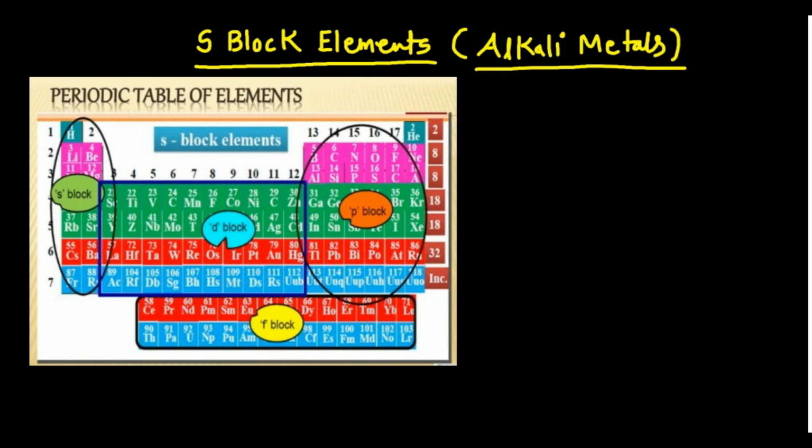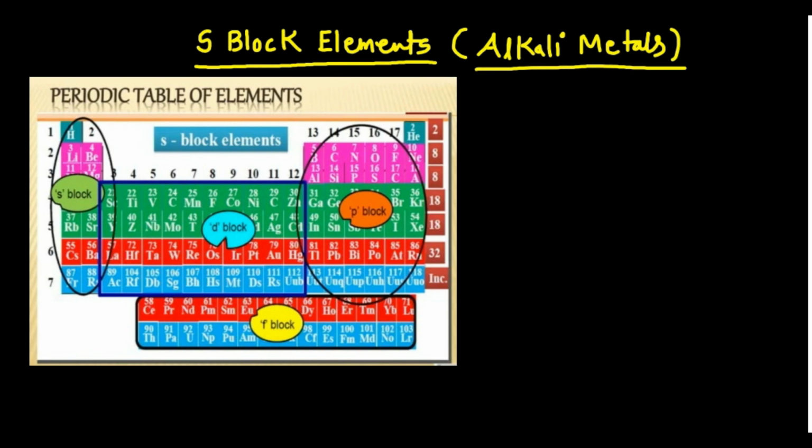While the second group, which starts from beryllium and goes up to radium, is your alkaline earth metal group, and I will discuss the alkaline earth metals in later classes. In today's class I am going to discuss only the alkali metals. So why are these S block elements known as the alkali metals? When we dissolve these alkali metals, they form hydroxides, and that hydroxide solution is quite alkaline in nature. That's why these elements are known as the alkali metals.